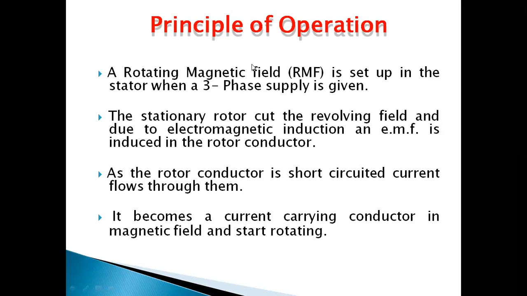Here we are using an inductor, because we are using the winding. So what is winding? It is an inductor, so there is the concept of a magnetic field. And in the construction of the AC motor, we are using the rotor. So a rotating magnetic field will be set up when we give the three-phase power supply, and the stationary rotor cuts the revolving field. Due to electromagnetic induction, or according to Faraday's first law, EMF will get induced in the rotor conductor. As the rotor conductor is short circuited, current will flow through it.